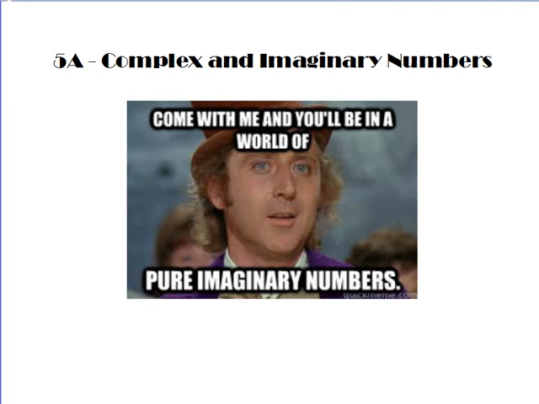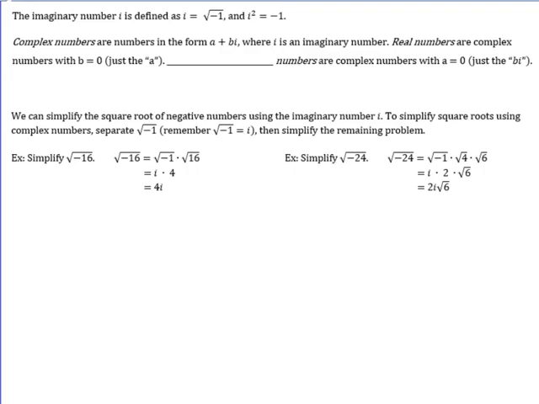5A, we're going to look at complex and imaginary numbers. Imaginary numbers, the symbol there is the letter i. An imaginary number is the square root of -1. Up until this point in your math career, you have been told that you are not allowed to take the square root of a negative number, but now you're going to learn how to, and we're going to do it using imaginary numbers, and i is the imaginary number. So i is the square root of -1, and then i squared is -1.